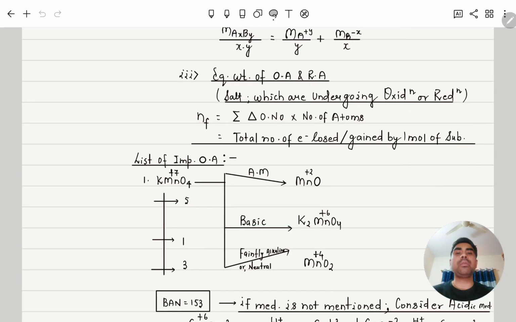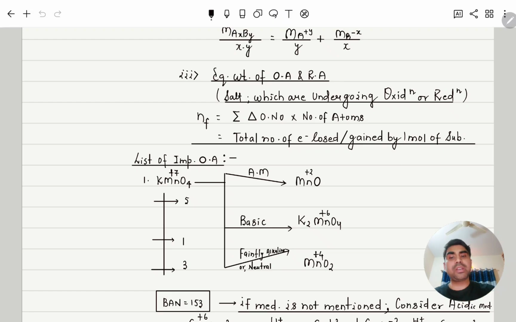Third one, you can see the equivalent weight of an oxidizing agent or reducing agent, meaning those salts whose oxidation number is changing. So whatever the change in oxidation number of that element whose N factor we are calculating, into its total number of atoms, that is what is called its N factor. Or we can say it is the total number of electrons lost or gained by 1 mole of that substance.